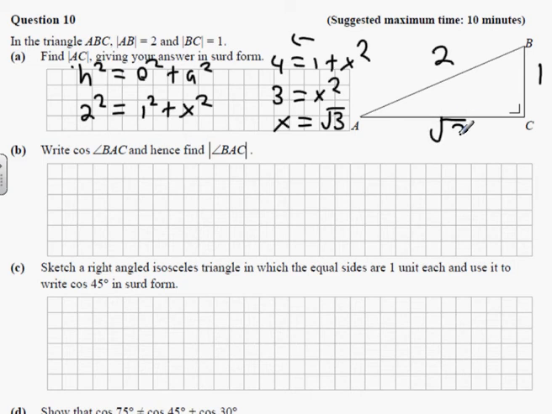Next one after that, guys. What do we do next? Find the angle cos BAC. Which one is BAC? Bottom left. Okay, call it A. So, what's cos A?